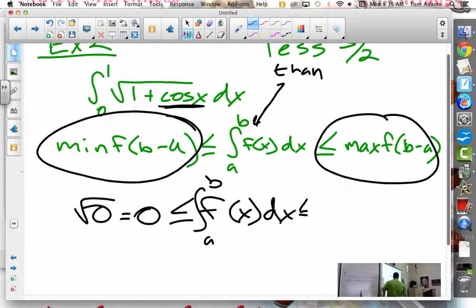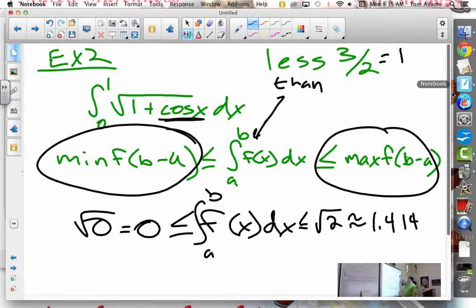Now what's the maximum that cosine could be? 1. So you've got the square root of 2, which is approximately 1.414. Now this is 1.5. That's the maximum I could get for the area under the curve. Okay. Does that make sense? Okay. For the inequality.